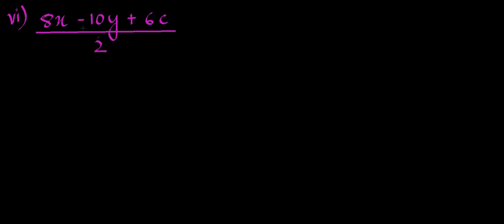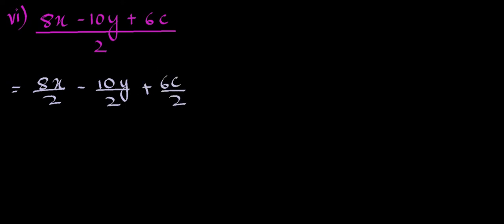Now remember children, when you have such kind of a sum, this denominator, or this 2, is dividing each individual term of the numerator. So we can also write it as 8x upon 2 minus 10y divided by 2 plus 6c divided by 2. Let's do the division. 2 1 times, 2 4 times, that's equal to 4x minus 2 1 times, 2 5 times, 5y, 2 1 times, 2 3 times, plus 3c. The sum is done. Let's move to the next sub question, that is the seventh one.